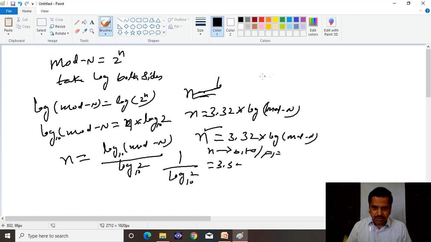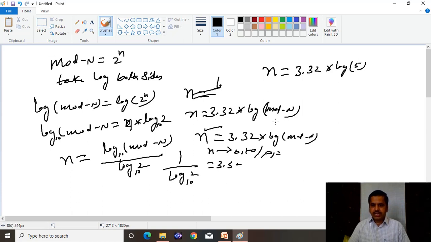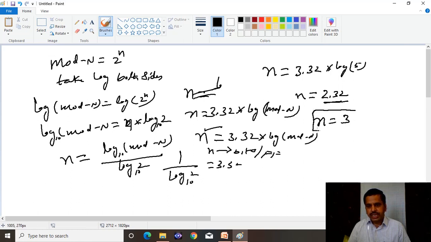For the mod 5 counter, n is equal to 3.32 into log of 5. You will get n is equal to 2.32. So we got a fractional value. So we have to round up to the next higher digit, n is equal to 3. So we need 3 flip-flops to achieve the desired count.